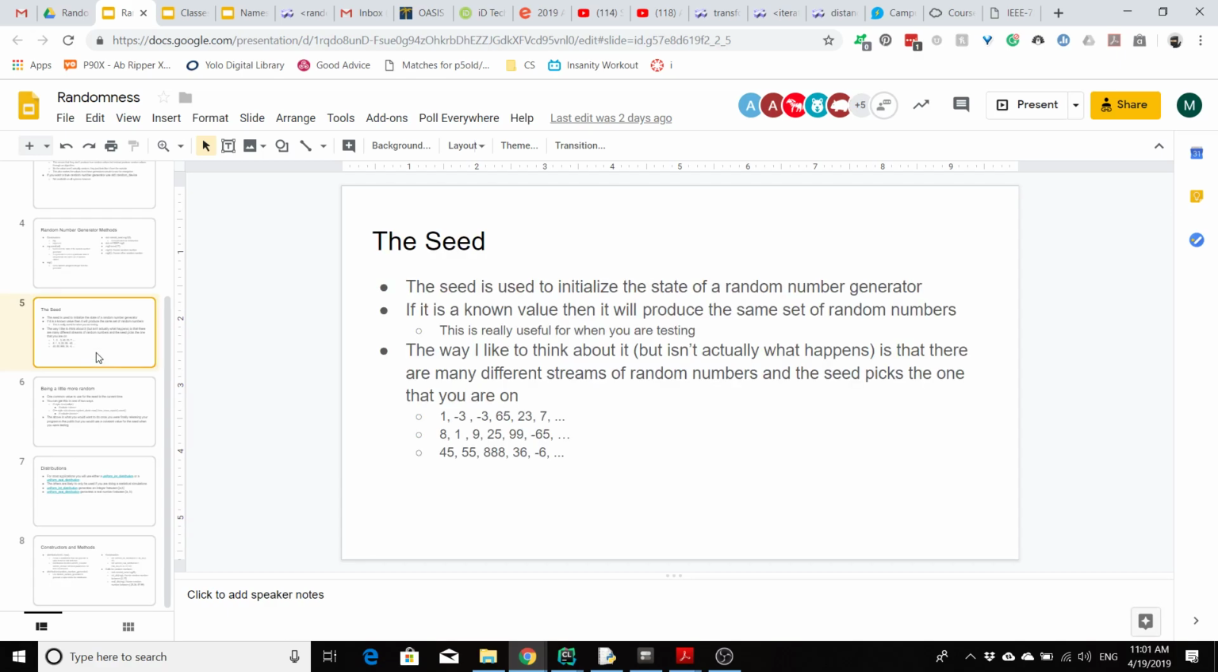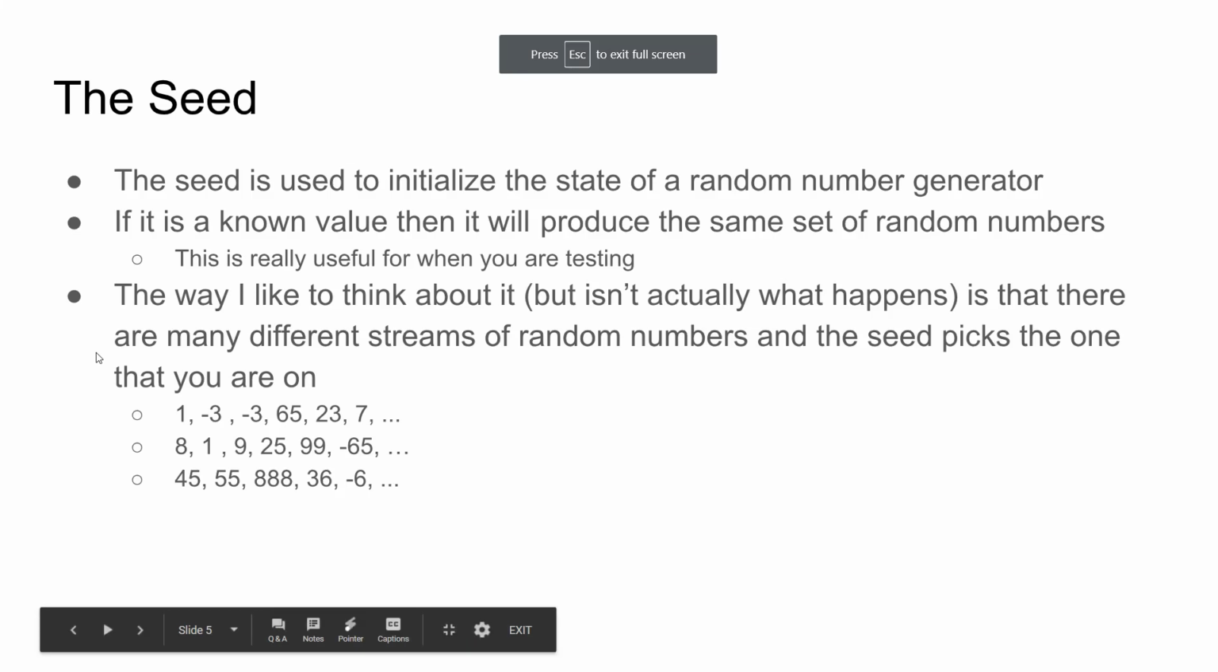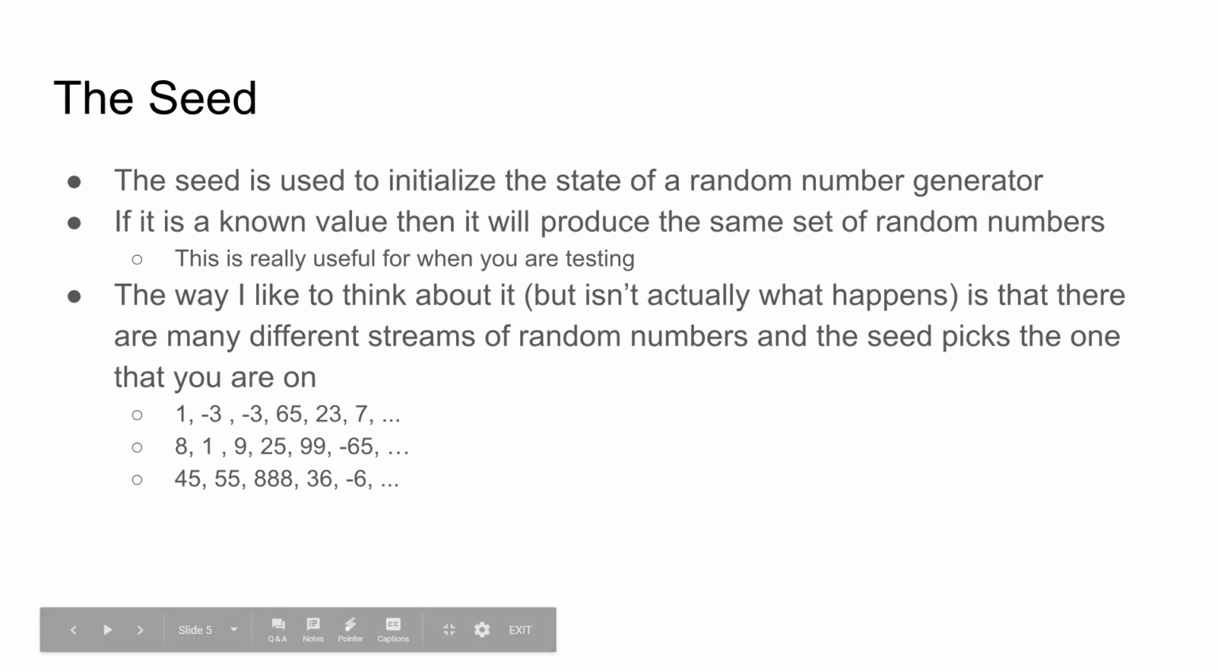Okay, so about the seed. The easy way to think about it is that the seed initializes the random number generator state. The state is what the random number generator uses to, one, compute the next random value in the sequence, and two, to transition to the next value in that sequence.